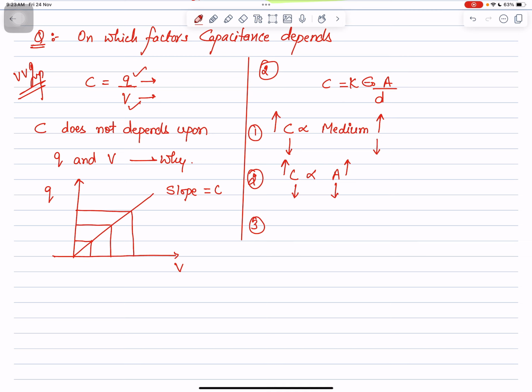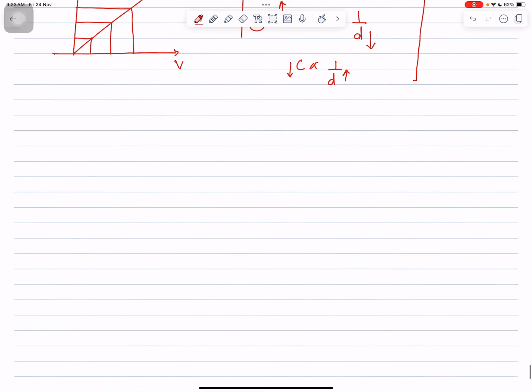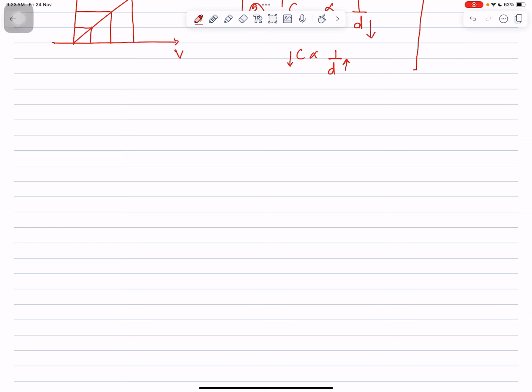Third is the distance. C is proportional to 1 over D. So if distance reduces, then capacitance increases. And if D increases, capacitance decreases. These are the factors. Clear, guys? So this is how you need to solve the questions. Okay, now one more part, just the last part.